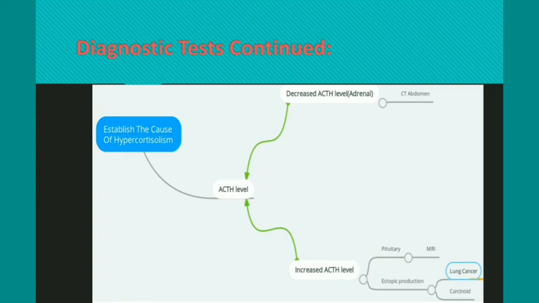Now, you will advise high-dose dexamethasone suppression test. If ACTH level suppresses, then the source is pituitary. If dexamethasone does not suppress ACTH, then the source is ectopic production. After that, advise CT abdomen for adrenal source localization, or advise MRI brain for localization of pituitary adenoma, or advise CT chest for lung carcinoma.